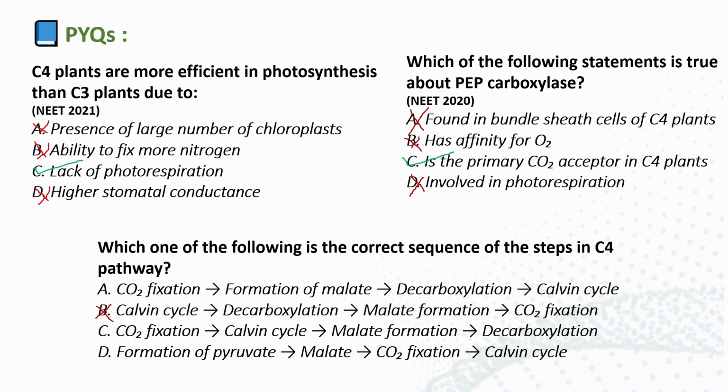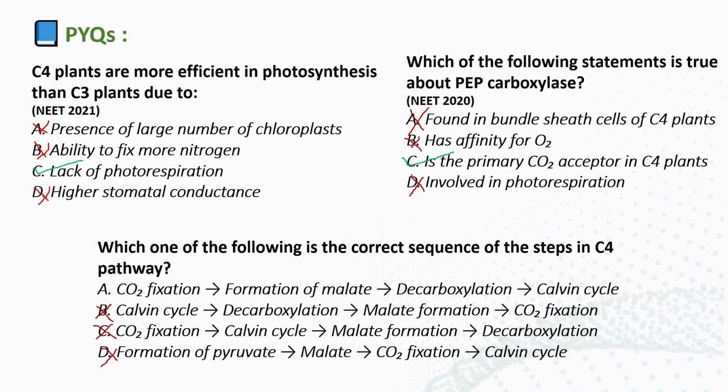Why? Because first the malate is formed in the mesophyll cells, then it is transferred into the bundle sheath cells, and it releases the carbon dioxide which enters the Calvin cycle. So first malate formation and then the Calvin cycle. So this is also the wrong answer. Next option: first formation of pyruvate, then malate, then CO2 fixation, and then Calvin cycle. This is obviously the reverse one. Because first carbon is fixed, then malate is formed, then the Calvin cycle occurs, and then pyruvate is formed. So this is also the wrong sequence of the C4 cycle.